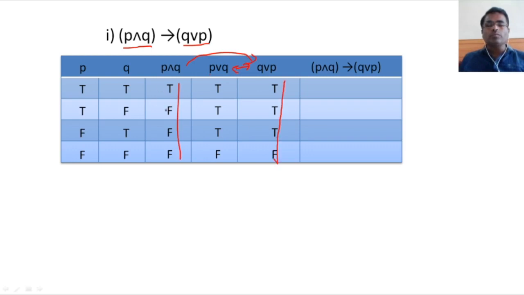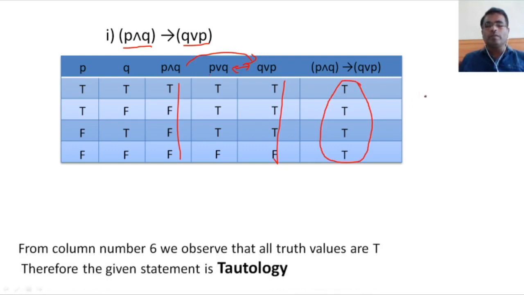So is the first true and second false anywhere? No. That's why all the resultant values are T only, and therefore you will observe that this last column contains all the resultant values T only. Therefore the given statement pattern is a tautology. So all the values are T. Okay. Next we have to consider another example.